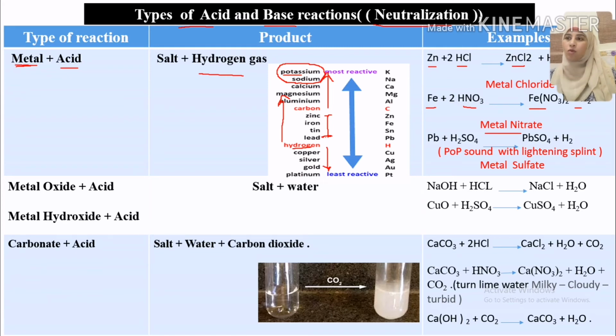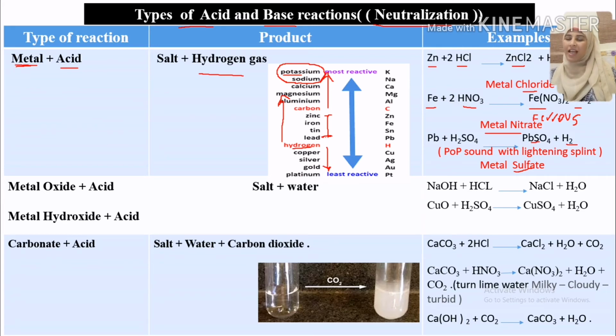So if we want to form nitrate, we will react our metal with nitric acid. If we want to form chloride, we will react our metal with hydrochloric acid. If we want to form metal sulfate, we will react our metal with sulfuric acid. Lead plus sulfuric acid will form lead sulfate plus hydrogen gas.